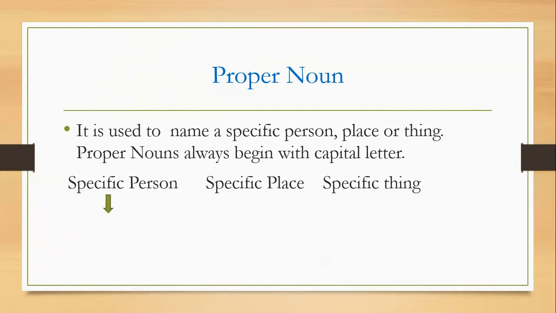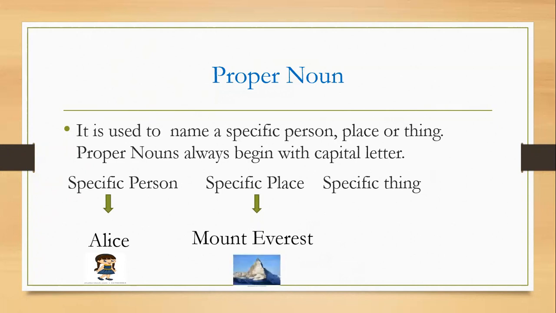Specific person. In the previous slide, we discussed this as common noun, girl. But now I have given her a specific name, that is Alice. Specific place. Mountain is a common noun, but now I have given it a specific name, that is Mount Everest. Dog is a common noun, but I have given this dog a specific name, that is Max.